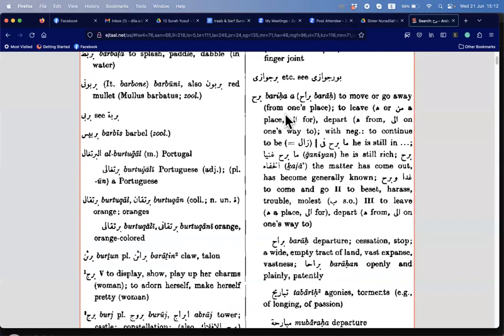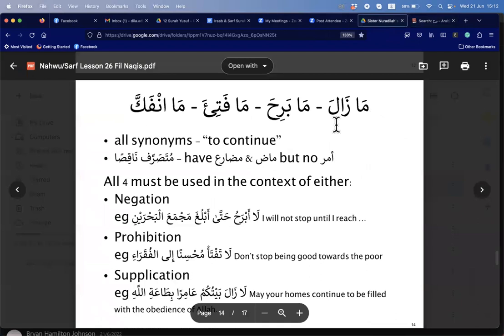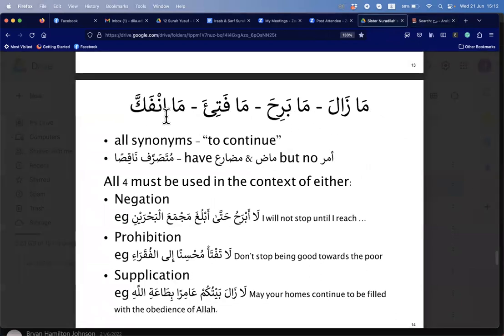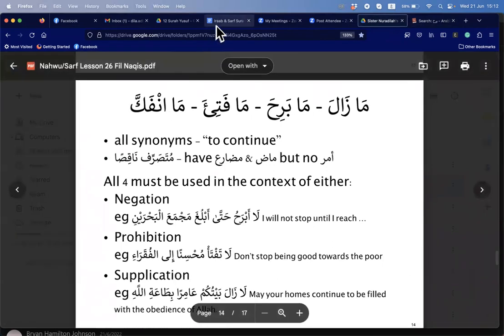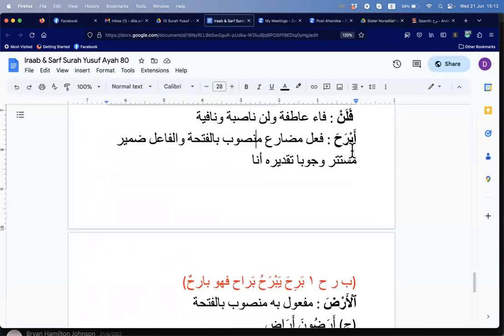Barah here is "I will not cross," right? Even if you don't remember that you have seen it in kana and its sisters, if you see here, it comes with a negative, meaning to continue to be, like ma zala. Exactly. The meaning of all these, ma zala, ma bariha, ma fati'a, ma infakka, is basically "to continue to be."